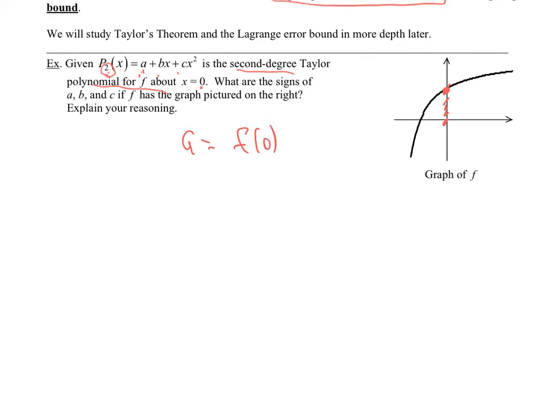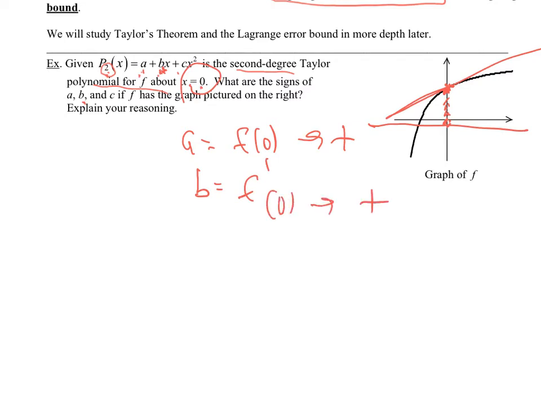He's asking me for what's the sign. Well, it's above the x-axis, so I know that's going to give me a positive sign. B is the linear term. And where does that come from? First derivative. And we're still talking about 0. So look at 0, go up here, first derivative. Well, that looks to me like that derivative is a positive slope. So b, which is related to the f derivative at 0, is also positive.